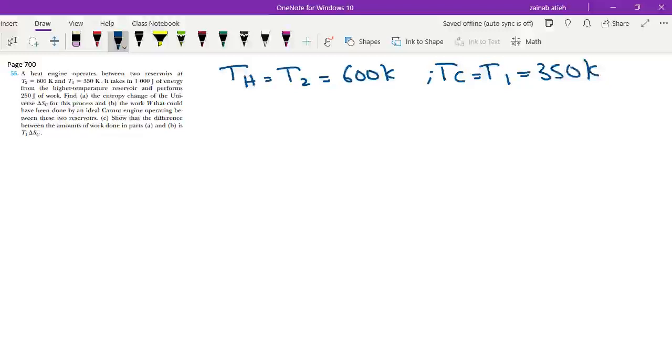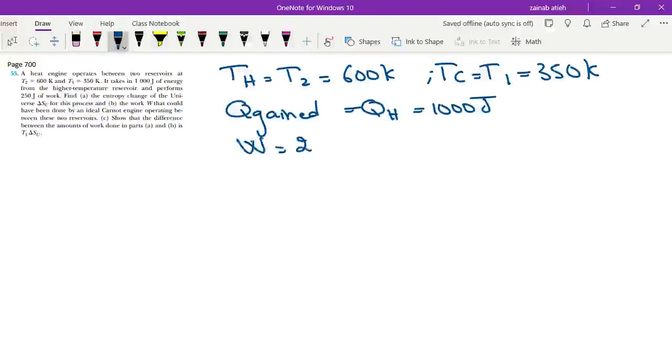It takes in 1000 joules of energy from the high temperature reservoir, so Q gained is Q hot, which is 1000 joule, and performs 250 joules of work. So the work done by the gas is 250 joules. This is the given. Find the entropy change in the universe, delta S U, for this process.